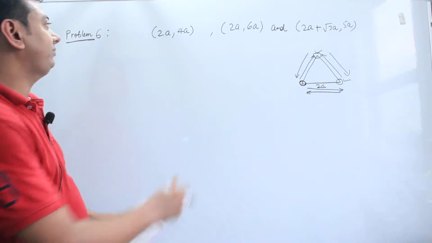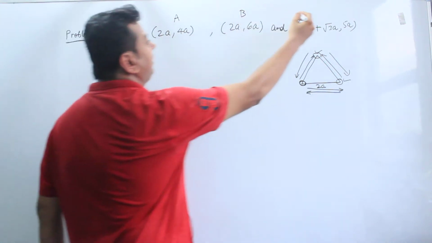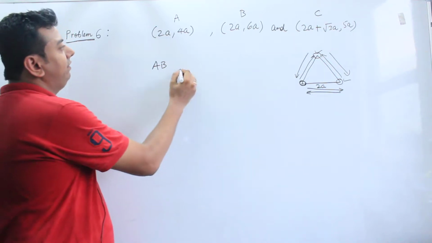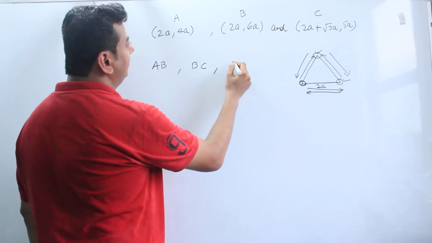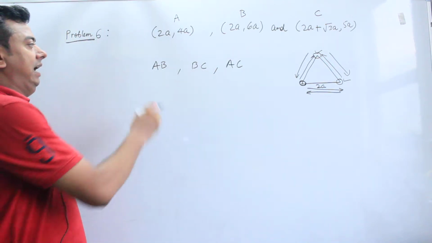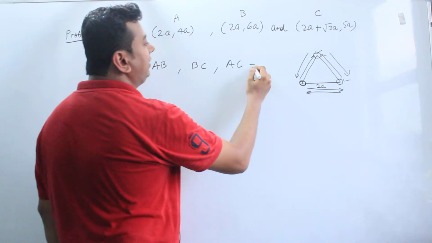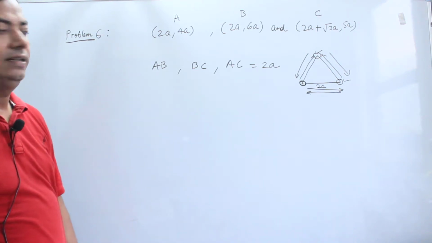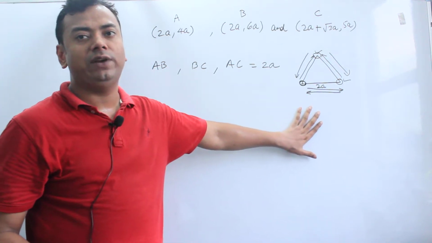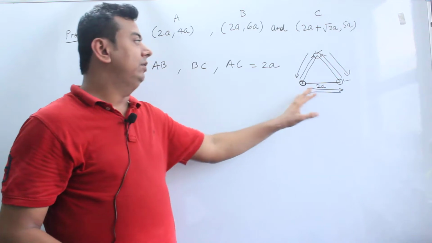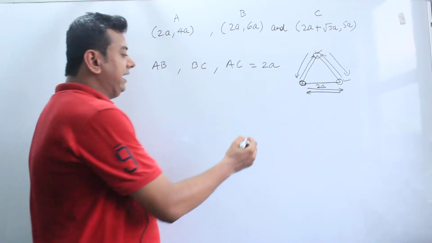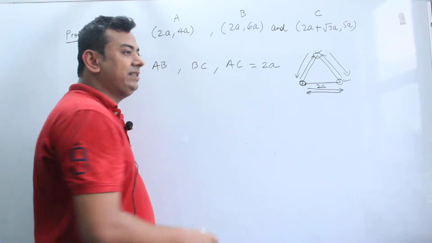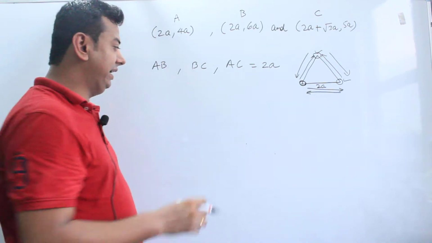So what we can do is call the points A, B and C. We just need to find AB, which is one of the sides, then BC, and then AC. If all these three distances are equal to 2a, we can prove that this is an equilateral triangle. So this is the sufficient condition. What is the sufficient condition for an equilateral triangle? All three points should have the same distance between them. If you take any three points on a plane and the distance is the same between each pair, then those three points will definitely form an equilateral triangle.